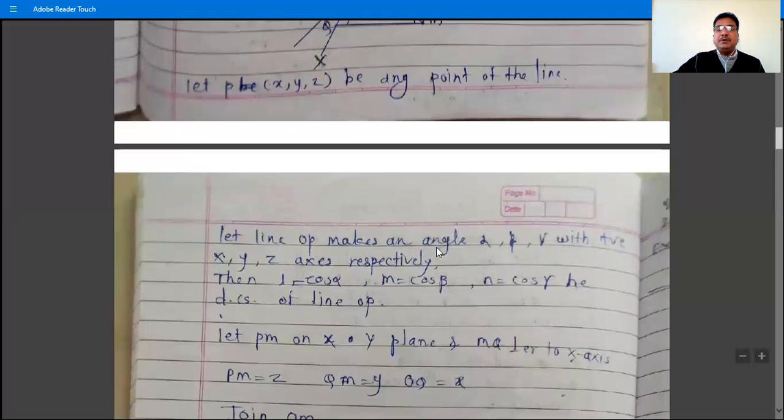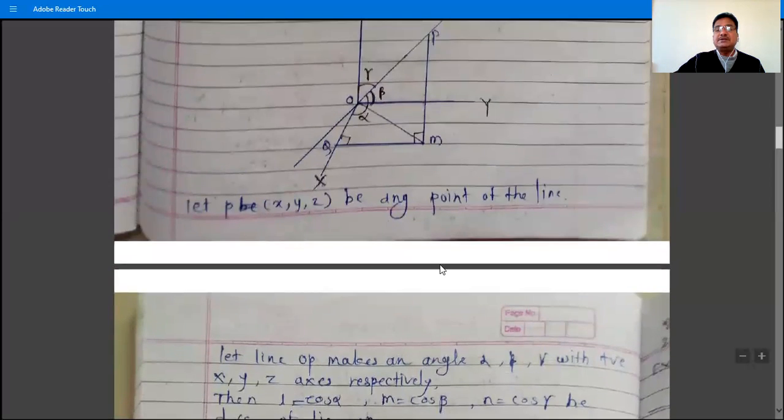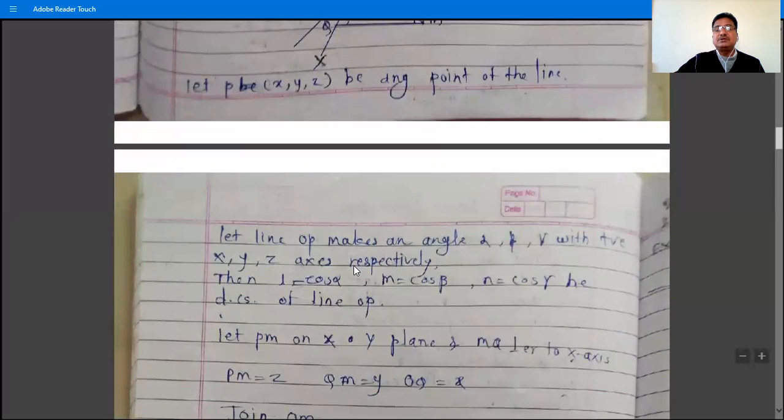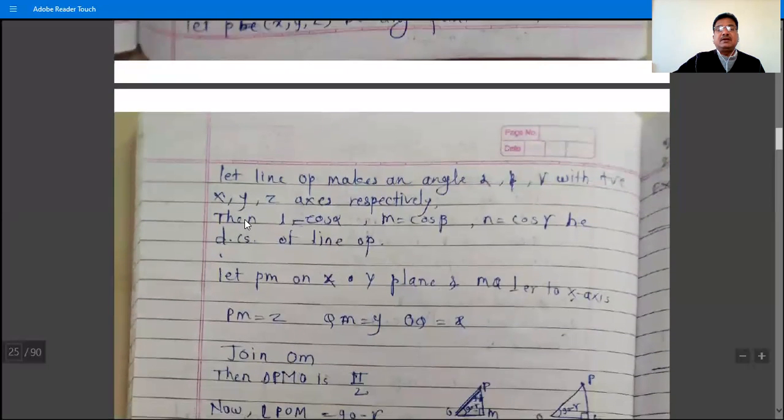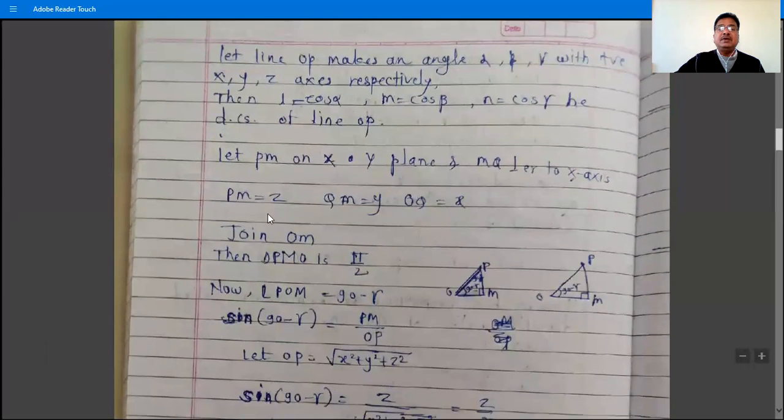So the line OP makes an angle. Suppose the line OP makes angles alpha, beta, gamma with the positive x, y, z axes. Then l is cos alpha, m is cos beta, n is cos gamma, the direction cosines of that line OP. Okay.